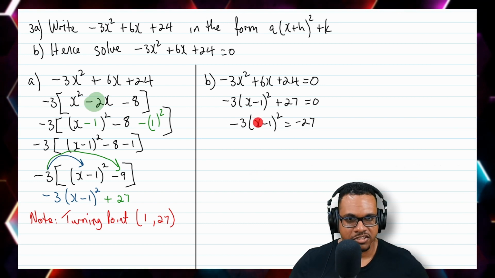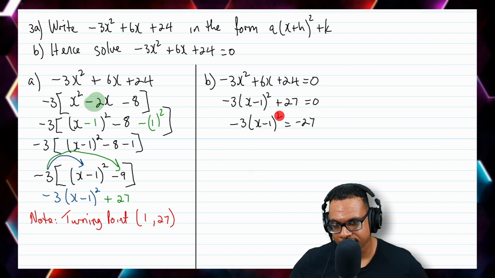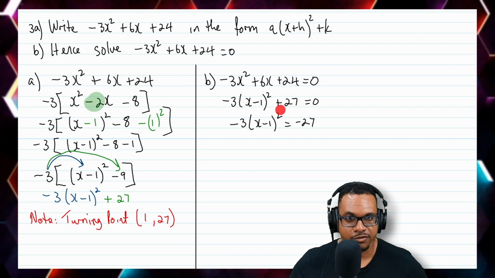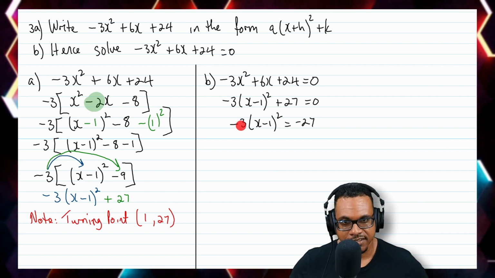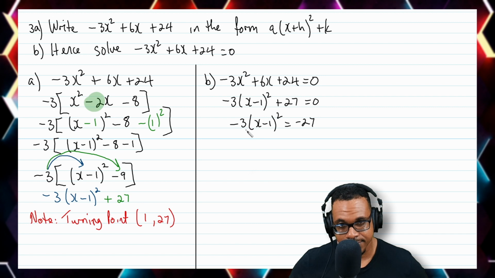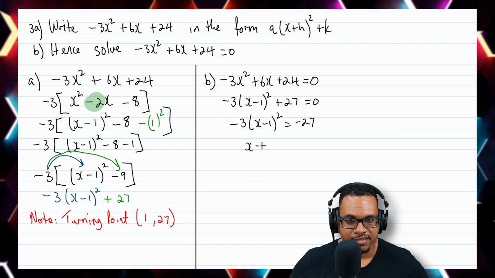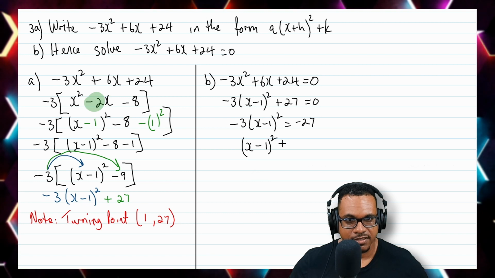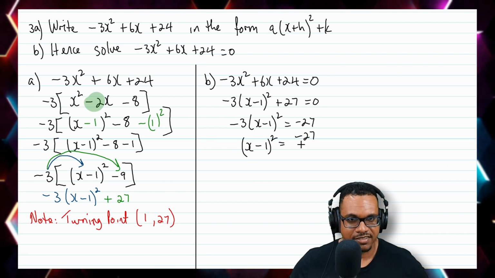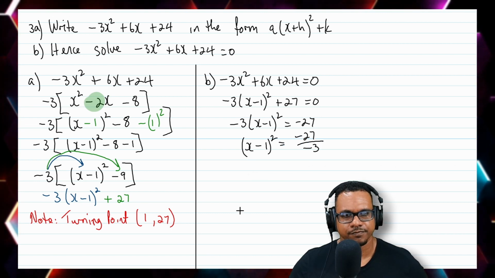Then I cannot touch inside of here until I deal with the square sign. So I'll have to transfer the -3 across the equal sign. And of course, it's -3 multiplied by the thing in brackets. So when it goes across, the operation will change to division. So I'll have (x − 1) squared is equal to -27 divided by -3.